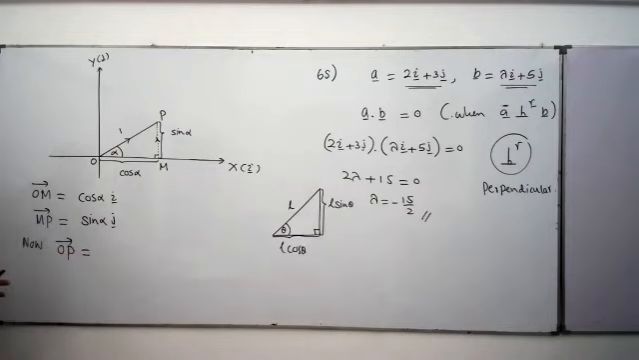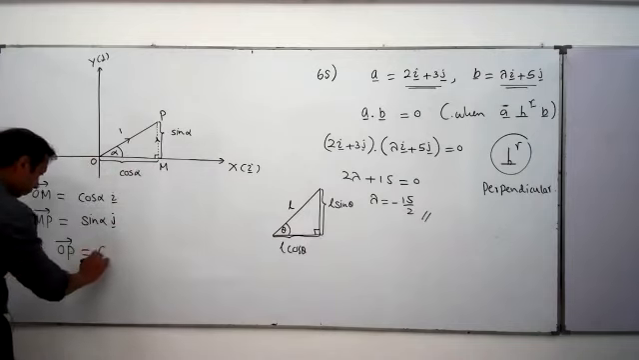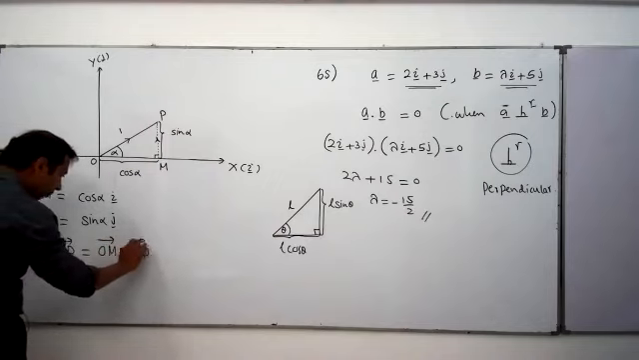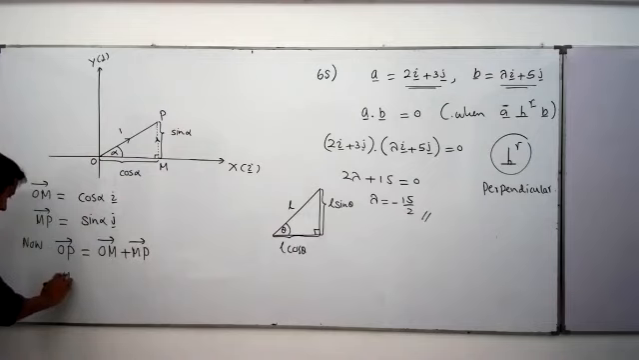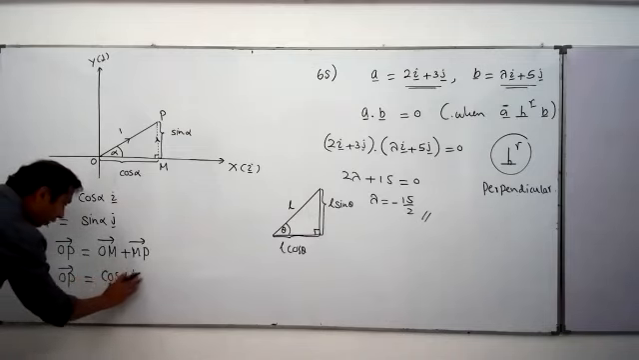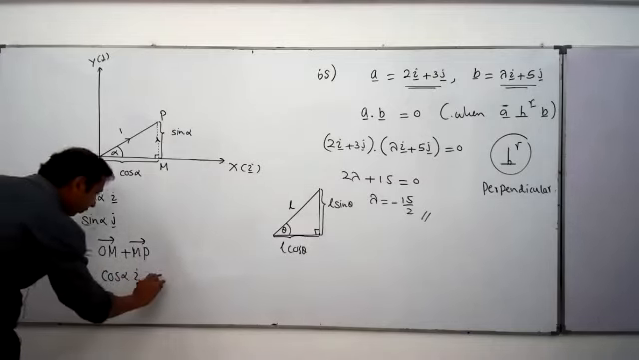OP vector you can write by using the triangle of vector addition, OM vector plus MP vector. Then OP vector: OM vector is cos alpha i, plus MP vector, sin alpha j.